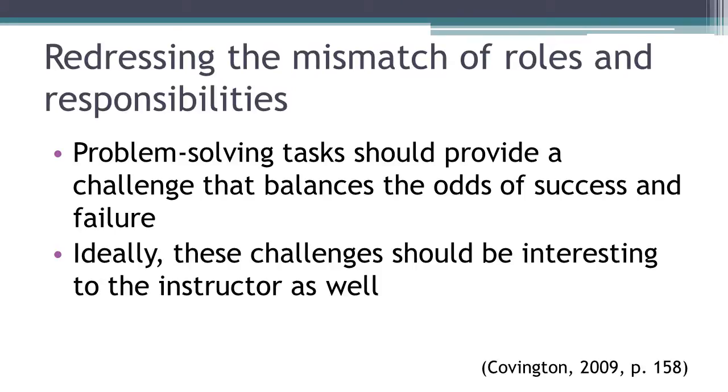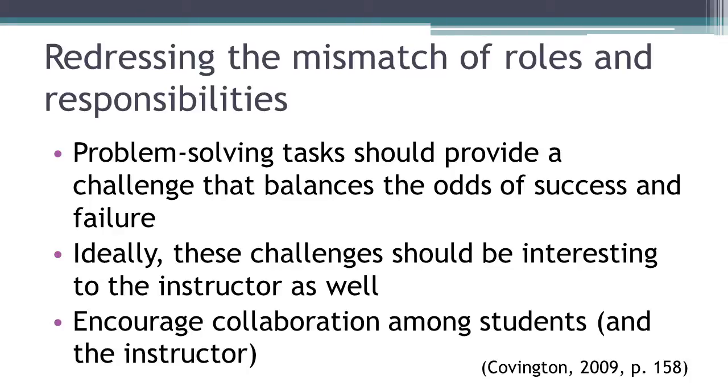Doing so redresses the mismatch of roles and responsibilities to which Covington refers. That is, the achievement goals of both the students and the instructor are aligned. He refers to this as a community of scholars. To solve such challenges, it will likely be necessary to have students work in collaboration with one another.